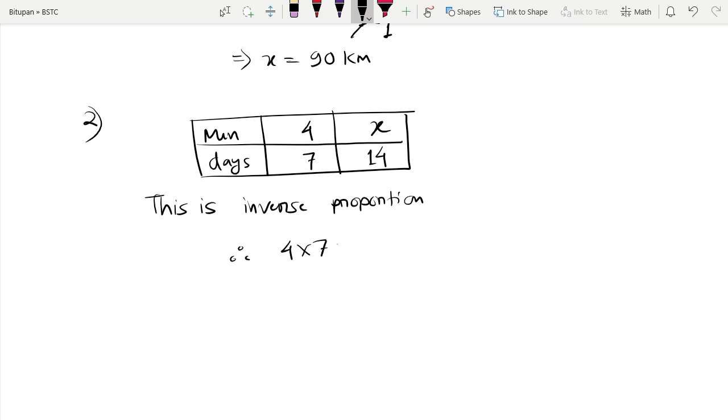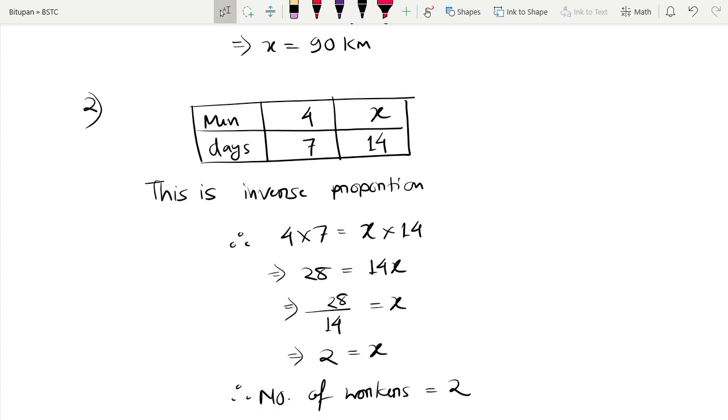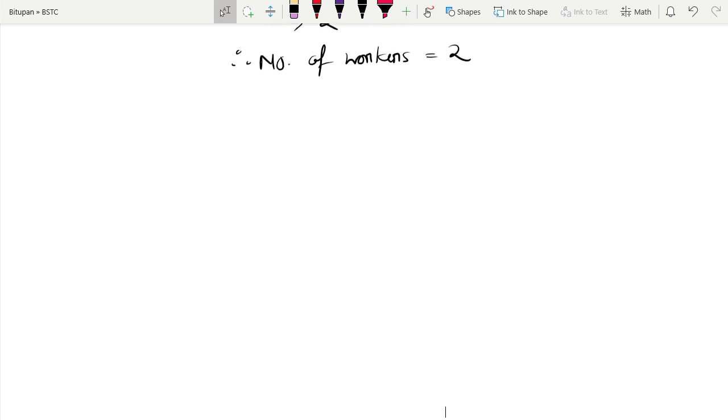So we'll write 4 into 7 is equal to x into 14. 4 into 7 is 28, x into 14 is 14x. So we have to find the value of x. So I kept x on the right hand side. So 28 is divided by 14 and you'll get 2 because 14 2s are 28. So how many workers are working on the work to complete it in 2 weeks? 2 workers. Therefore, number of workers is equal to 2. Done. Now let's go for question number 3.